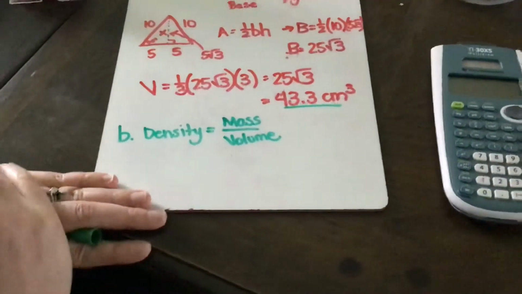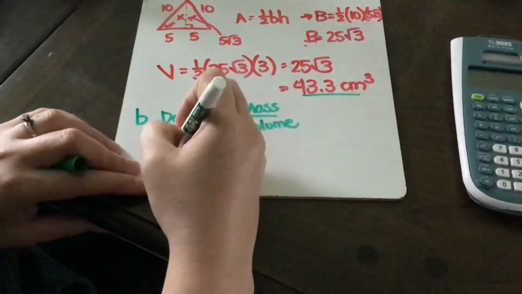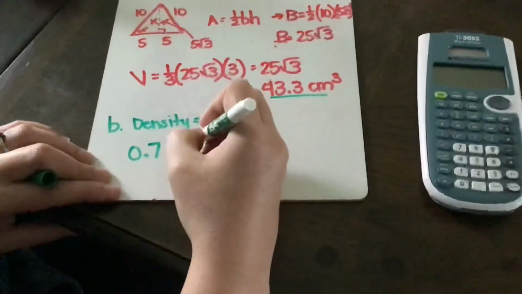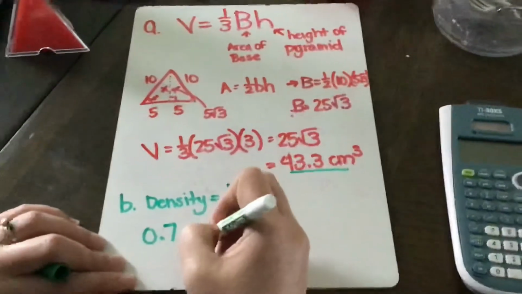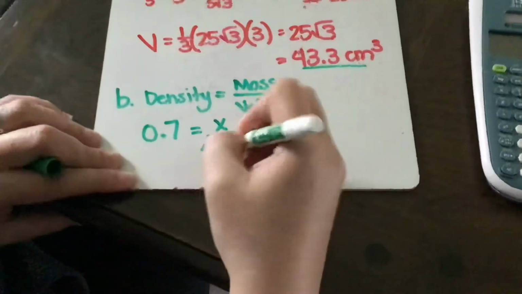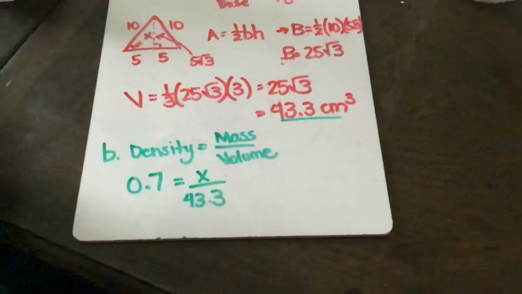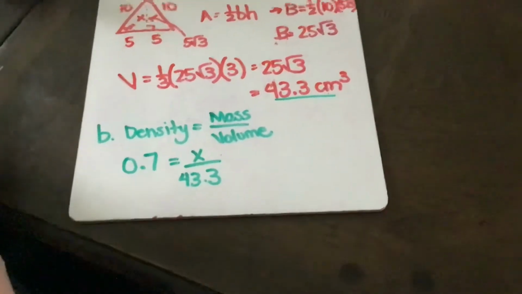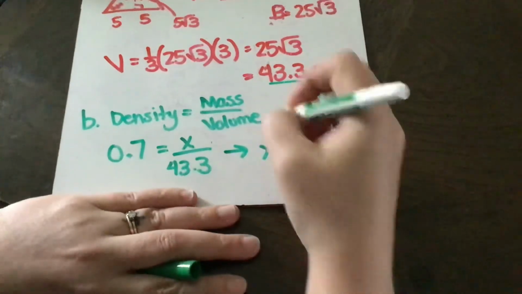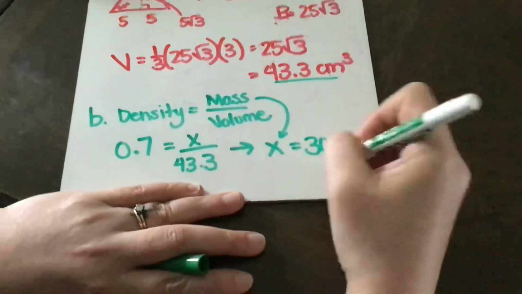So here, the density they give us up in the problem for this type of wood is 0.7 grams per cubic centimeter. So I want to find the mass, that becomes my X, and I found the volume of that is 43.3. So if I take the 43.3 and times it by the 0.7, I get the answer again on the answer key for X, which would be the mass, is 303 grams. Okay.